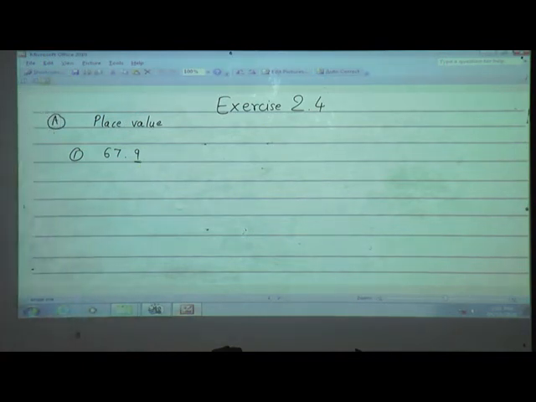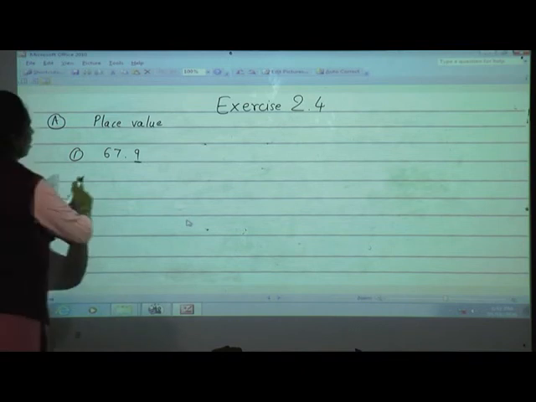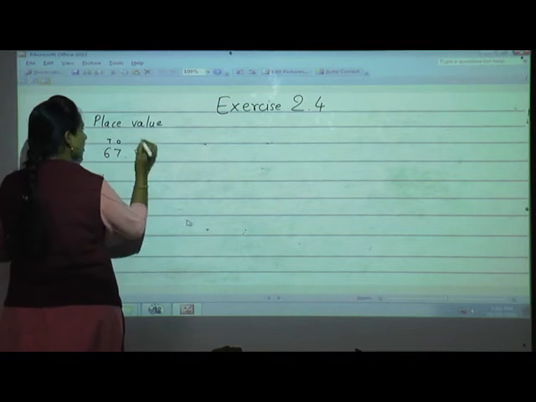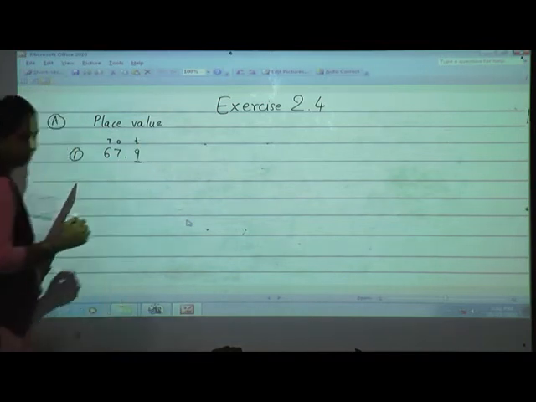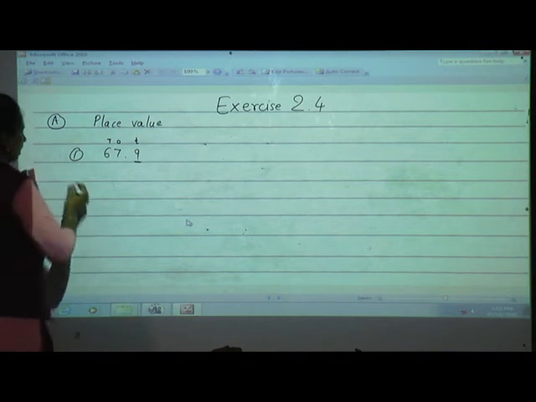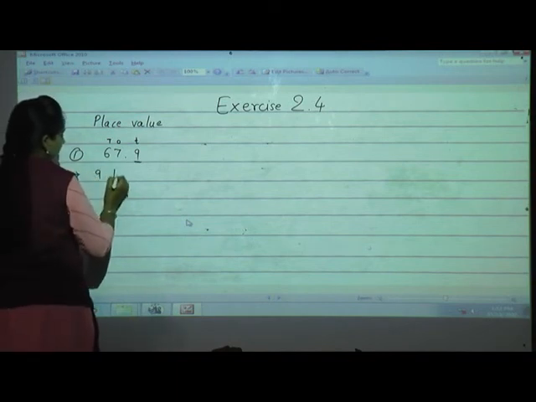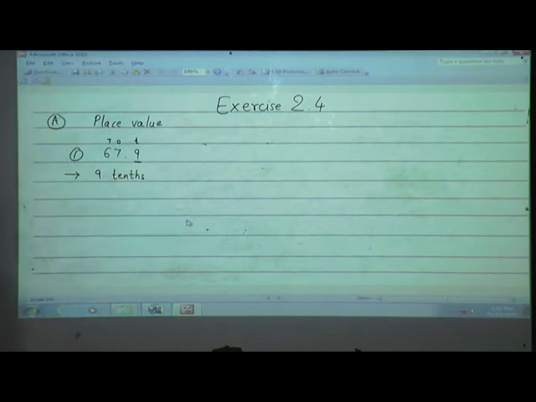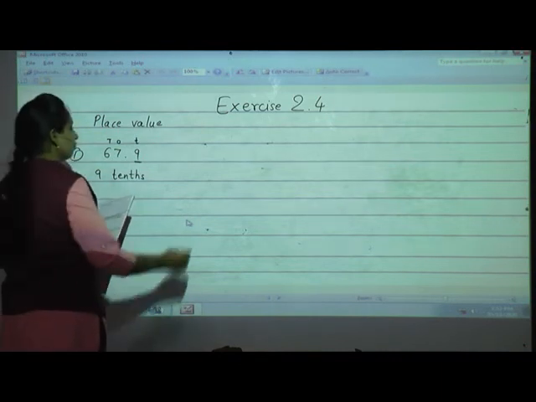Now see, first to find out the place value, what do you have to do, students? Tell me. Yes. First you need to write the place values of all the number. See, before the decimal, ones and tens, and after the decimal this is what? Tenths. So how can you write the answer? 9 tenths, in this way. Clear? Yes.